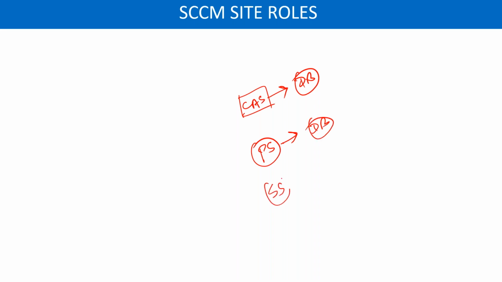Now all these sites, do we have a database for CAS? Does CAS need a database? Yes, CAS needs a database. Primary, does it need a database? Yes. And secondary, does it need a database? Yes. And how does the data get replicated? From downward to upward or upward to downward? Downward to upward. Yes, so it will go like this. Secondary data will go to primary and primary data will go to central. Okay?